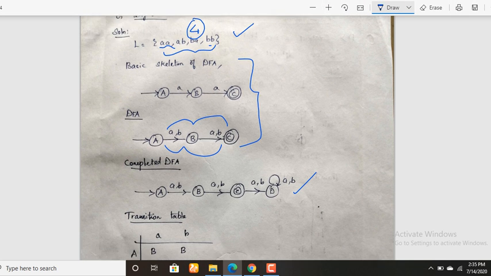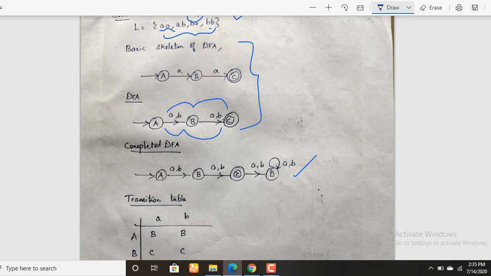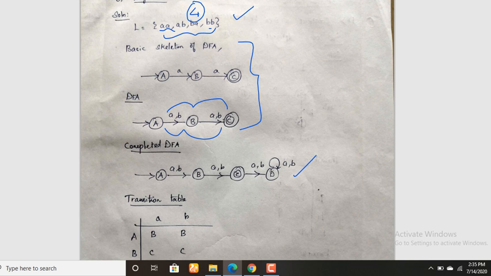For the completed DFA, consider if any string comes with length more than 2. This is also optional, but as I already said, it is the professional one. So with the dead state, if any string comes with length more than 2, that kind of string is definitely trapped into the dead state. So this part is optional.